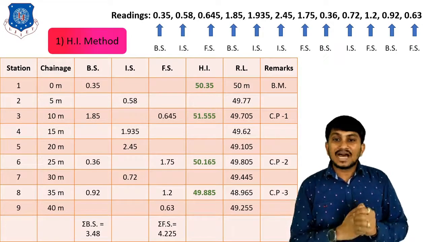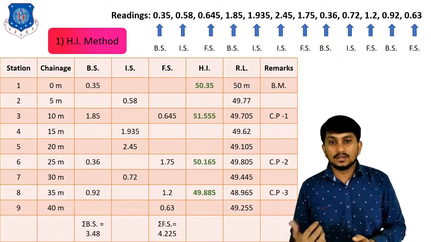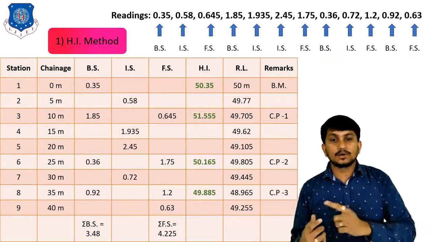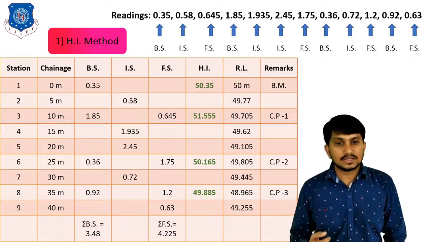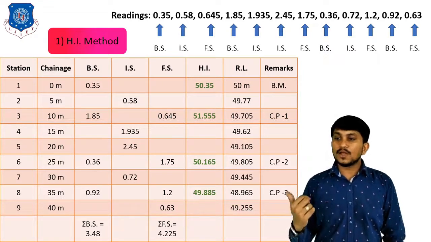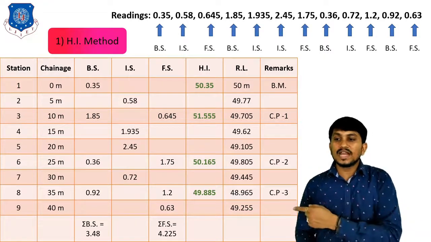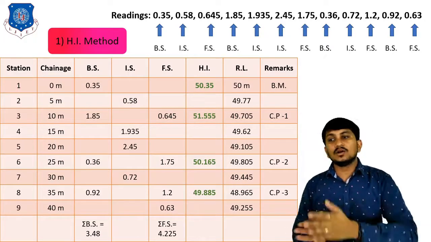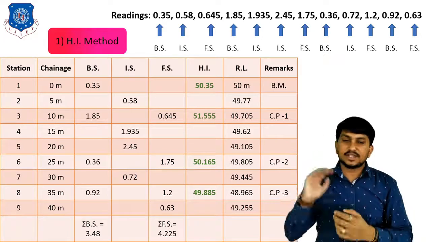To calculate the RL of the last point, station number 9, we have to deduct the reading of station number 9, 0.63, from the HI of that setup. So 49.885 minus 0.63 gives 49.255. This is how we can calculate the RL of all points using the HI method.